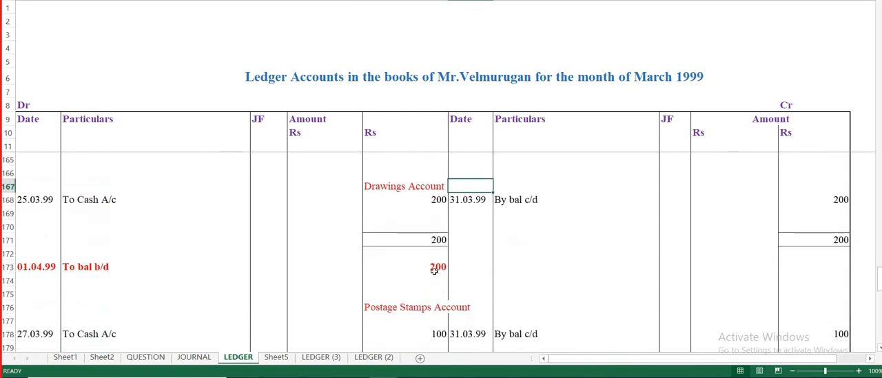Drawings also are a loss for the business. Since you have withdrawn for your personal use, it will always show a debit balance. It's just like a verification only. Based upon the ledger, you are going to make the trial balance. So 200 rupees will come under the debit column, because it appears on the debit side of your ledger account.